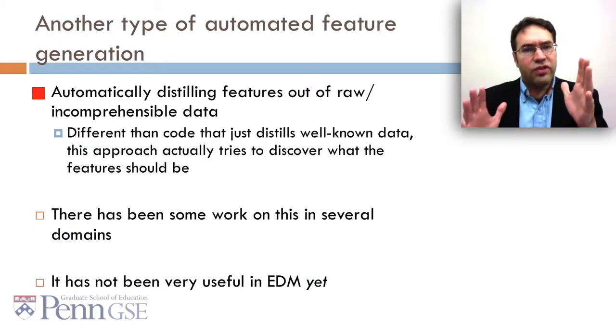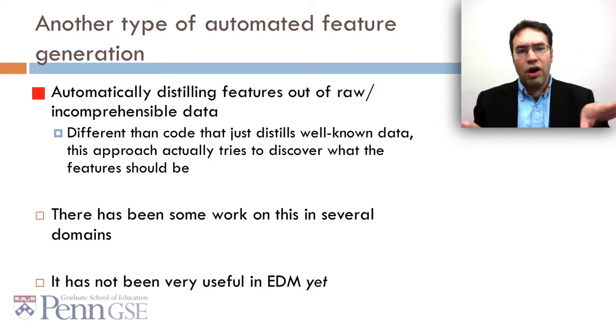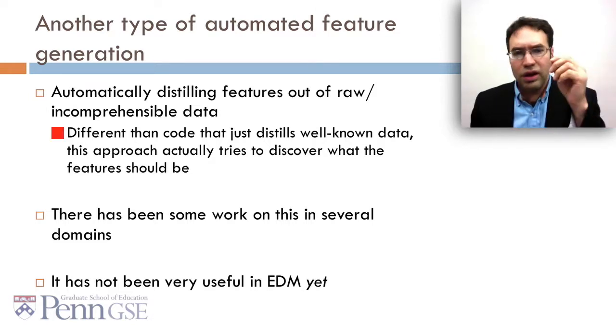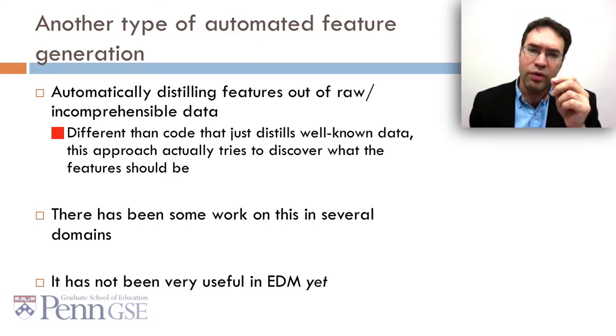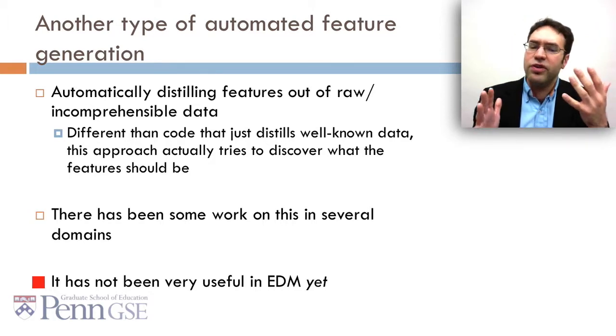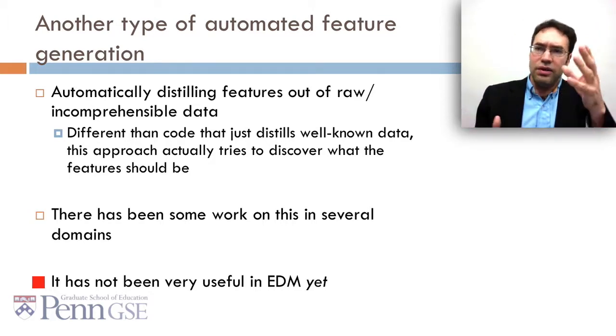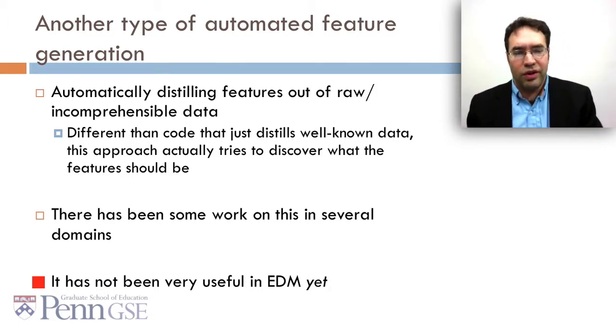Now I should say, there's another type of automated feature generation, and that's automatically distilling features out of raw or kind of incomprehensible seeming data. This is different than code that just distills well-known data features. This approach actually tries to discover what the feature should be. There's been some work on this in several domains. It hasn't been very useful in EDM yet. Maybe it'll turn out to be very useful in the near future. Who knows? The field is still moving pretty quickly.